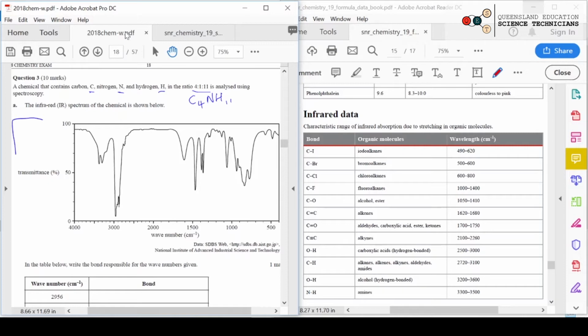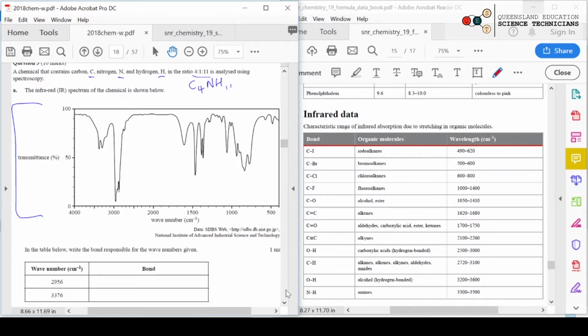So we've been told that this is the infrared spectra of the chemical, and then we're asked to identify specific wave numbers and the bonds that are associated with them. For that, we have to use our infrared data from our formula and data booklet. And if you remember, in our infrared data table, our wave numbers increase as we go down. So I'm looking for 2956, which would be this peak here, and the 3376, which will be this peak here, because this is 3000, 3500, 4000.